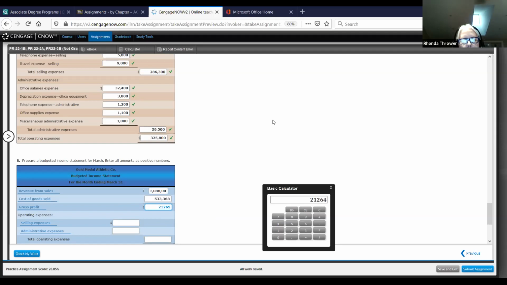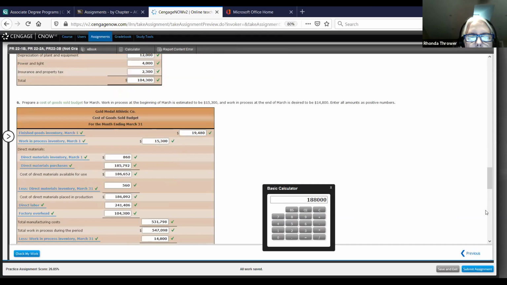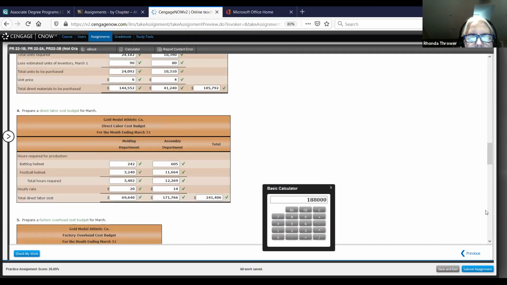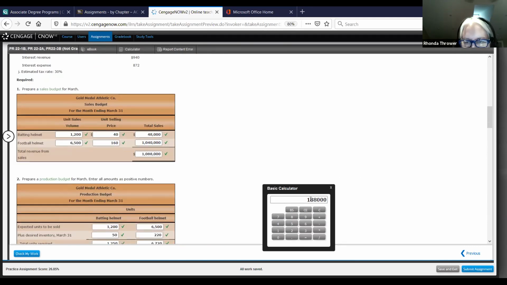And let me check that, because that doesn't sound like it's exactly right. I don't think it is. So let's double check that again. We're going to put 1,088,000. So make sure you get the right amount in there, and it still isn't right.